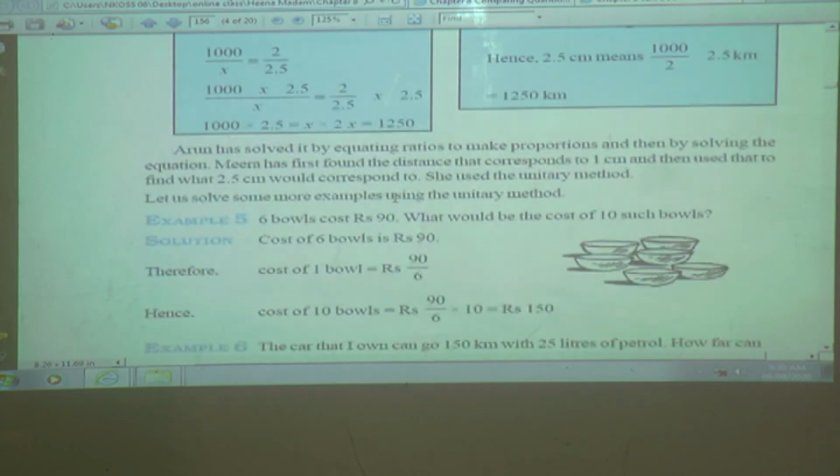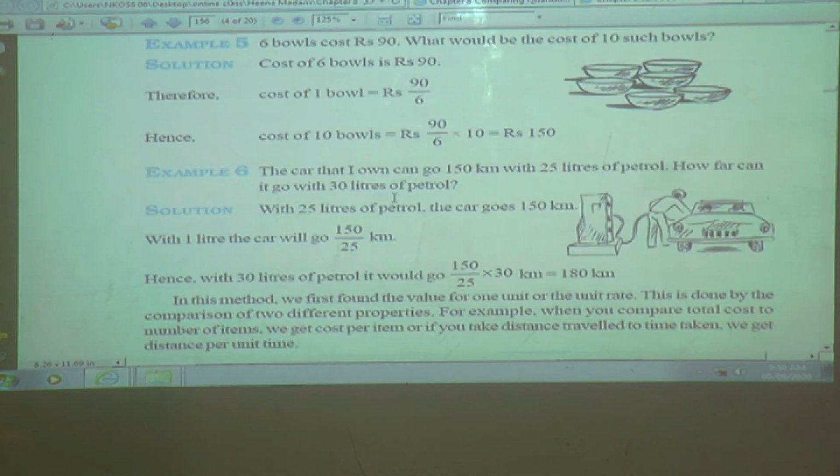We will see one more example, so the idea will be clearer. Here you are seeing some bowls. Here we have 6 bowls: 1, 2, 3, 4, 5, 6. 6 bowls cost rupees 90. What is the cost of 6 bowls? It is 90 rupees. What would be the cost of 10 such bowls? Suppose 90 rupees is given for 6 bowls, but I require 10 bowls. So how much money should I pay?